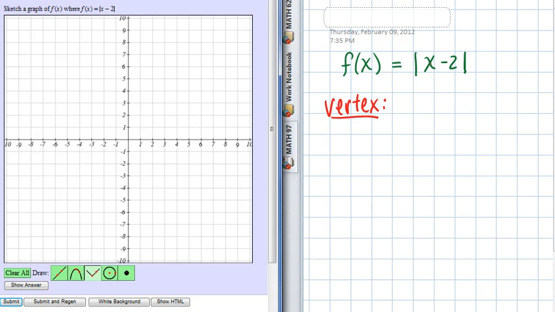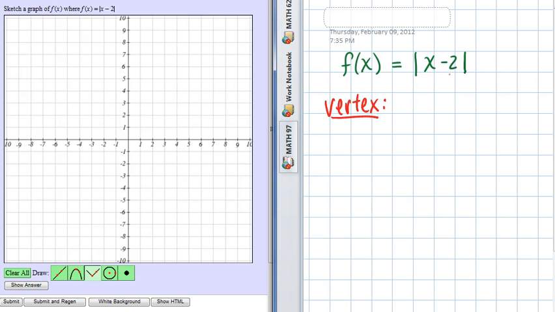So over here to the right, I need to find the vertex first. Inside my absolute value is where I find if the vertex is going to shift off the origin either left or right. And with a -2, that means it's going to shift 2 units to the right. So I know that the x-coordinate of my vertex is going to be at +2. Don't forget that if there's something other than 1 in front of the x, the coefficient on x, you have to divide by that to get your x value.